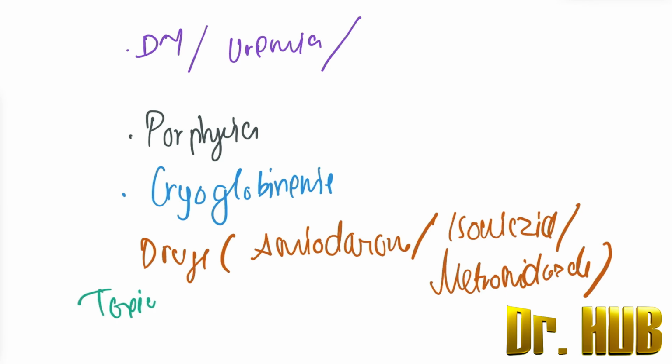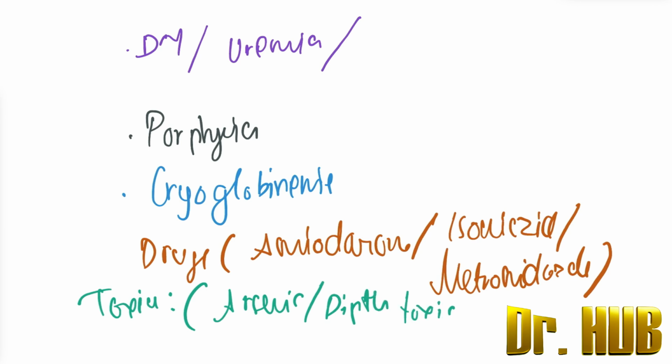Next is involvement of the toxins. The toxins involve arsenic, and then there is diphtheria toxin, as well as the organophosphates.